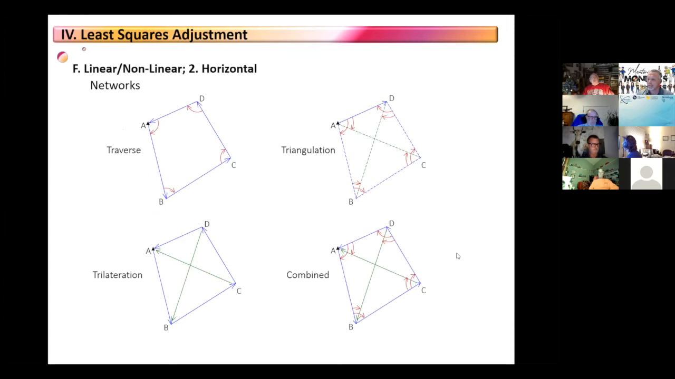All right. So now when we look at this and we look at networks that we can have, one of the things that we can do is we can have a traditional traverse.